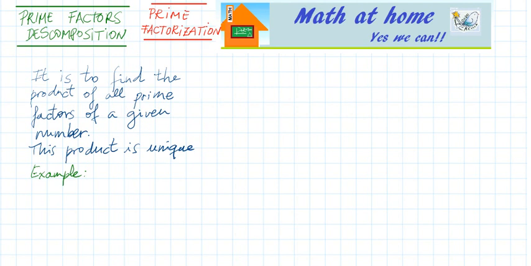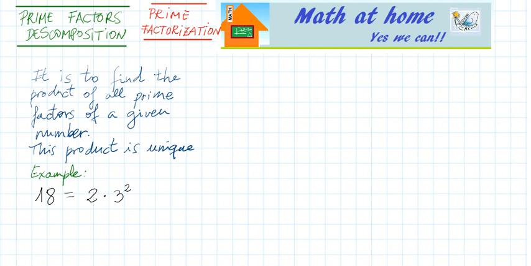Imagine we want to find the prime factors decomposition of the number 18. You know that it is 2 times 9, and 9 is 3 squared. Then the prime factor decomposition of this number is 2 times 3 squared. And this is the only way to do the prime factorization of this number. This is why I say that this is unique.